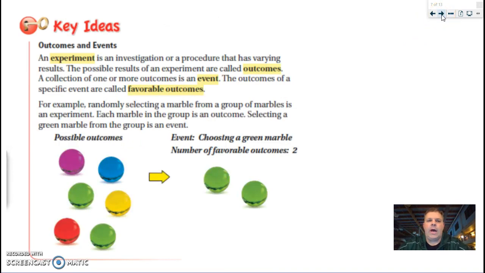Today we are talking about outcomes and events. An experiment is an investigation or a procedure that has varying results. That means you can get different results. The possible results of an experiment are called outcomes. A collection of one or more outcomes is an event. The outcomes of a specific event are called favorable outcomes.